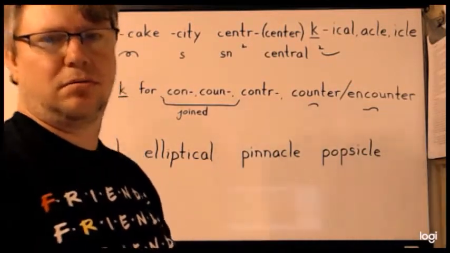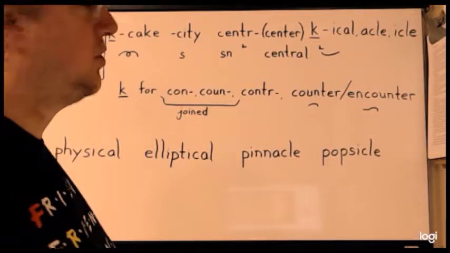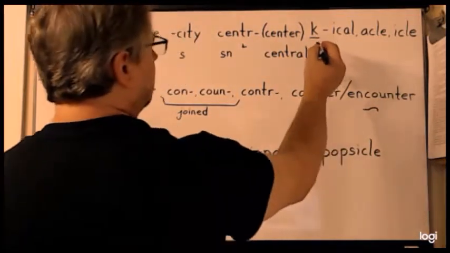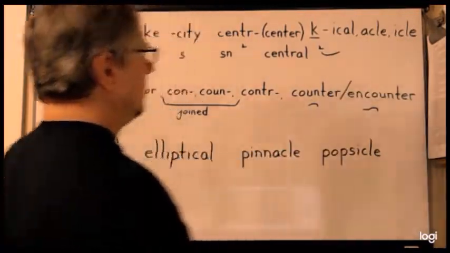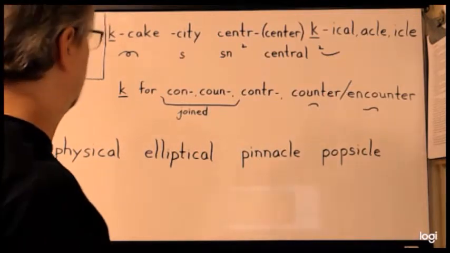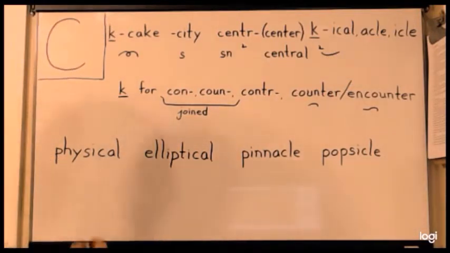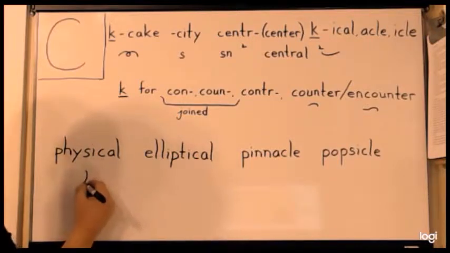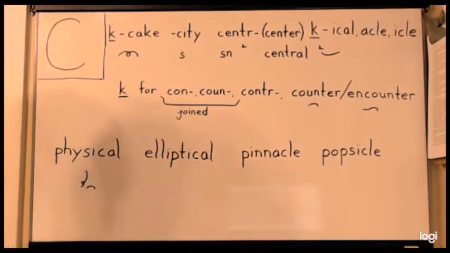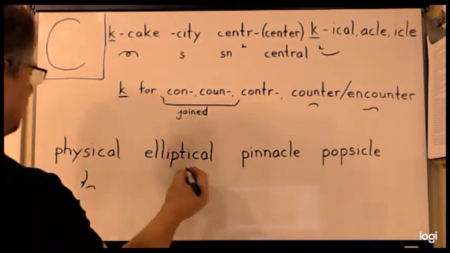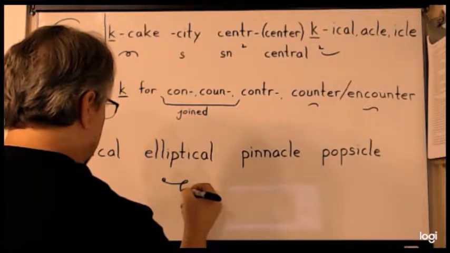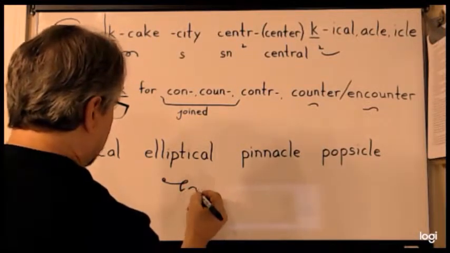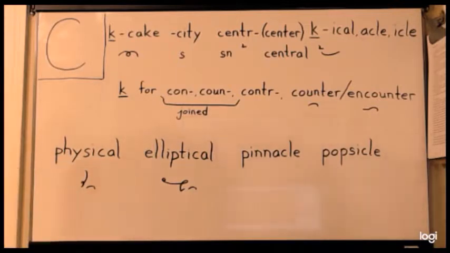The K stroke by itself, disjoined, can also mean the suffixes ical, acle, or ickle, seemingly the same pronunciations. So for the word physical, we'll write F-I-S, and then the disjoined K for the ickle at the end of this word. For elliptical, it is E-L-E-P-T, and the disjoined K for the ickle at the end.